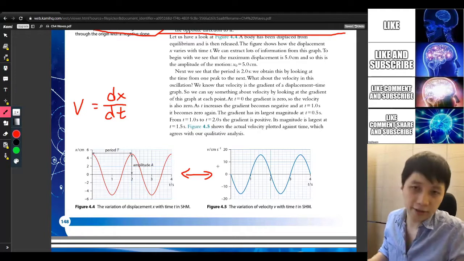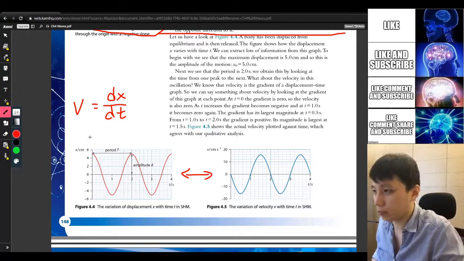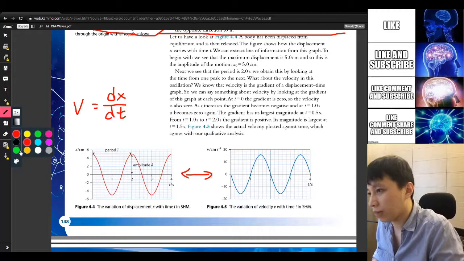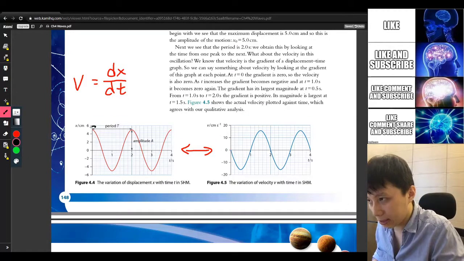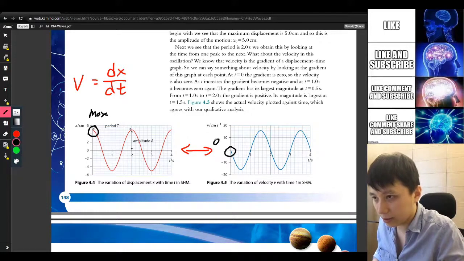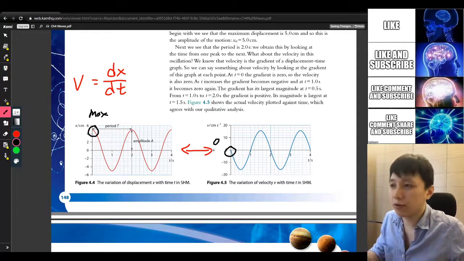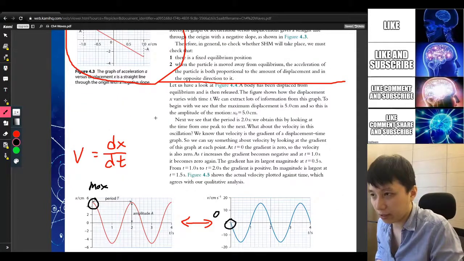If you are not good at differentiation, that's also fine. You won't be asked in IB physics, but at least I hope what you can see is when x is at maximum, velocity is at 0, and that's something to do with the simulation that you have done earlier.